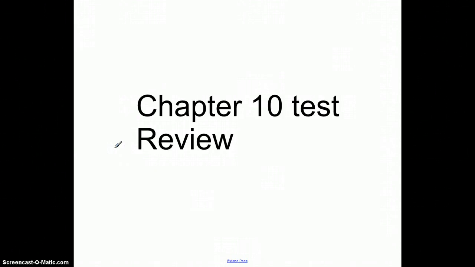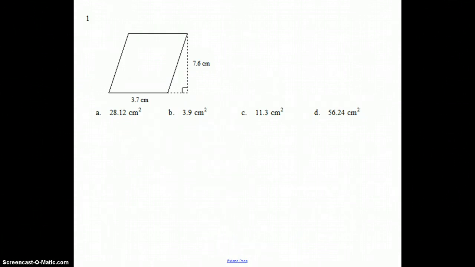Today we're going to be working on our review for Chapter 10 in Geometry, which really has a big focus on area of different kinds of shapes. So let's start going through our review. This first one is a parallelogram, area is base times height.